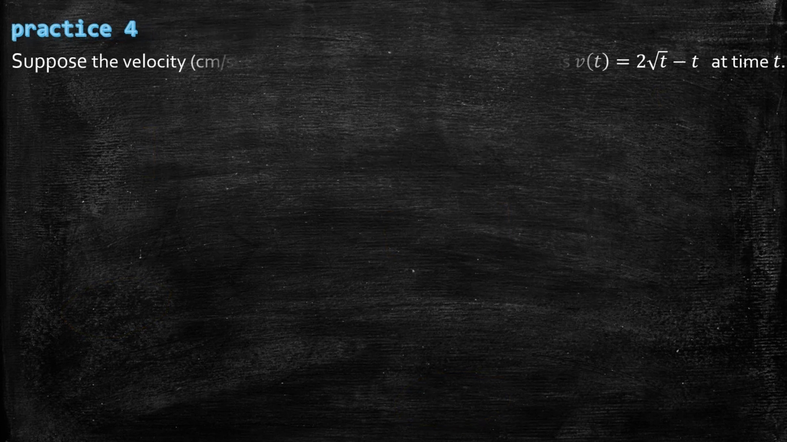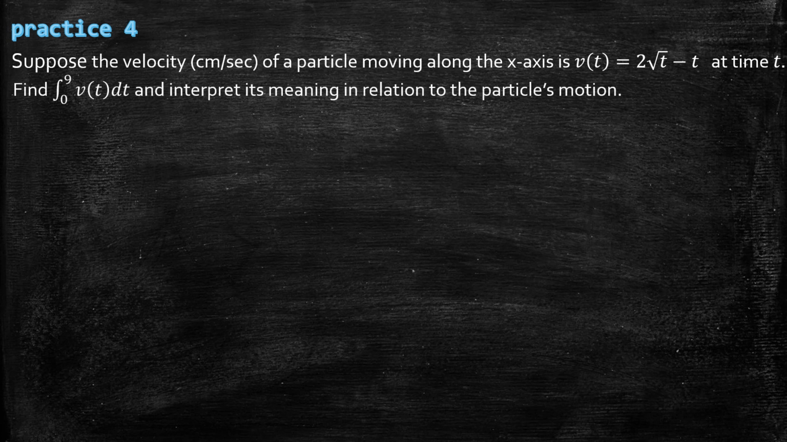So for our final practice problem, we have a particle moving along the x-axis back and forth, and here's the velocity function, and we're going to find the definite integral of the velocity from 0 to 9 and understand what it means. So the most important thing to realize is velocity is just the derivative of position. So I've indicated that as s of t, so velocity is s prime t.